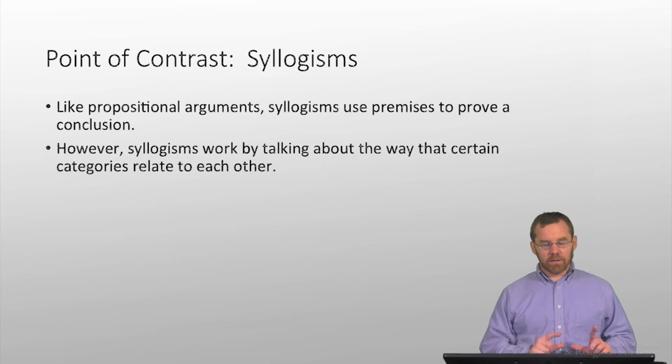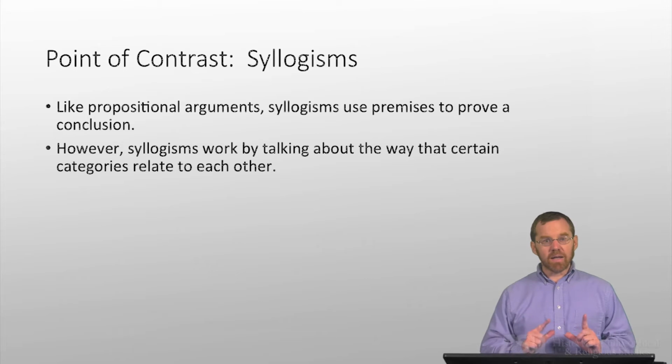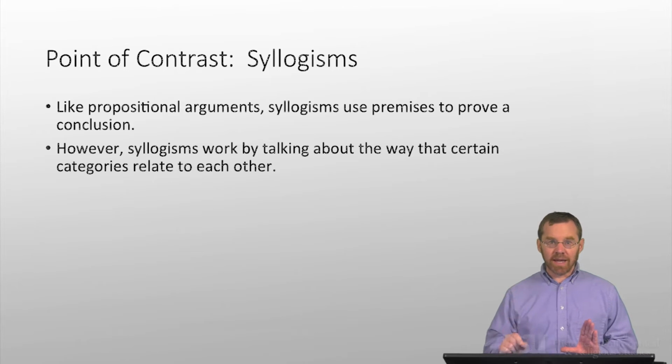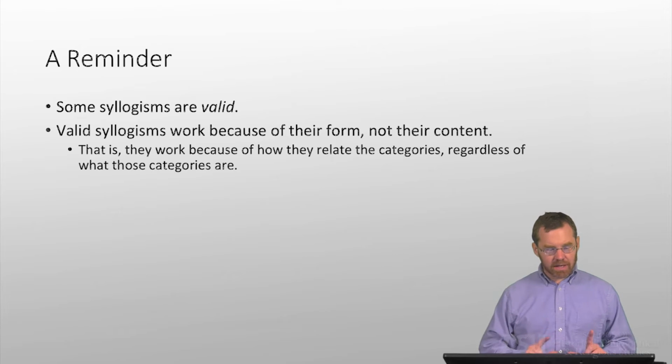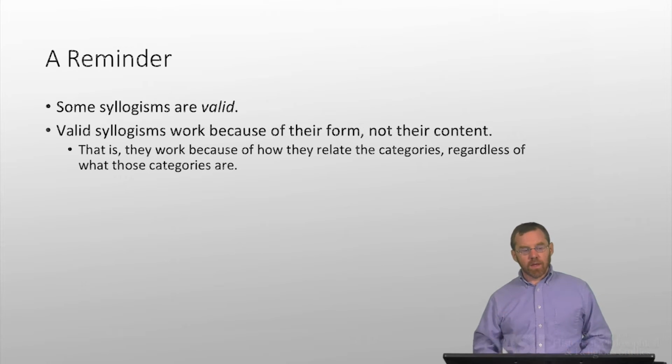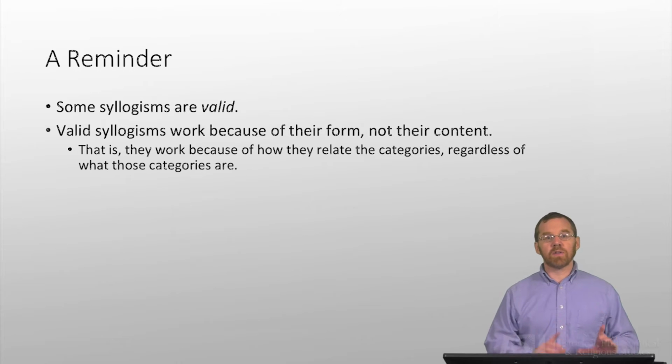Let me give a point of contrast here, and that's a point of contrast with syllogisms. Just like propositional arguments, syllogisms use premises to prove a conclusion. But syllogisms work by talking about the way that certain categories relate to each other. Some syllogisms are valid. Valid syllogisms work because of their form, not their content. That is, they work because of how they relate the categories to each other, regardless of what those categories are. That's why I was able to give you arguments that talked about subjects you knew nothing about, but you could still figure out that the argument was valid.